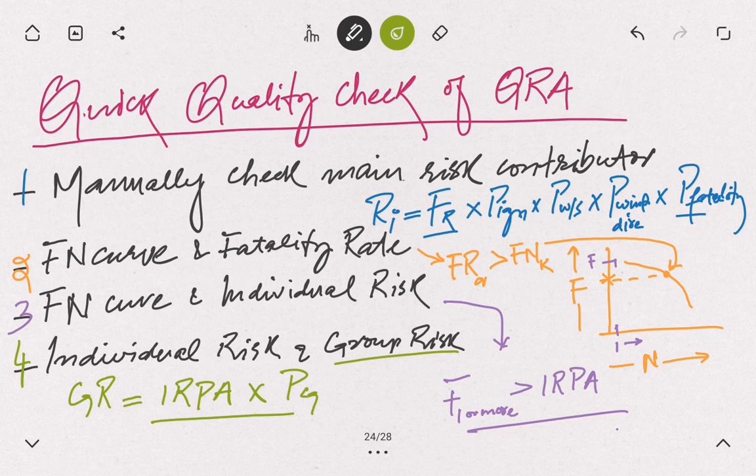So by doing all these four checks, number one is a manual check for the contribution of the major risk contributor scenarios, and then we have three tips to check the consistency in the results coming from the QRA study models. This will give you an indication of the adequacy of the QRA results that you want to use in your facility design or further evaluations.